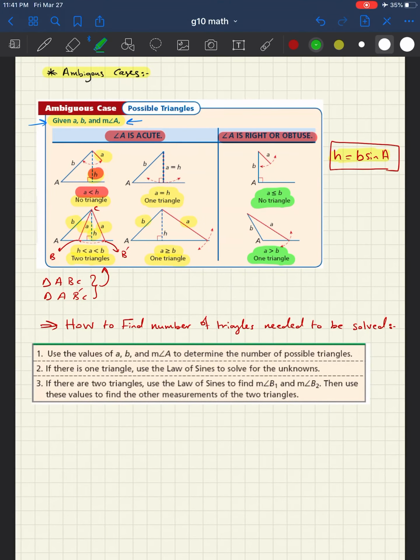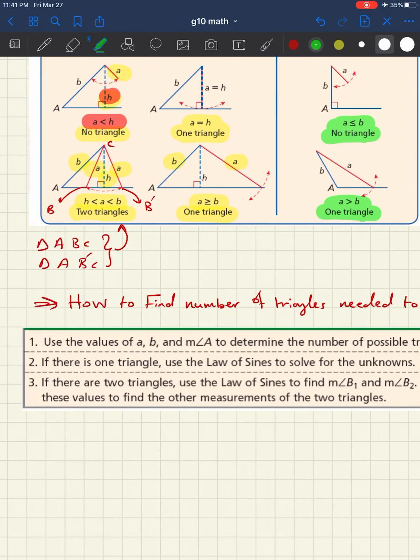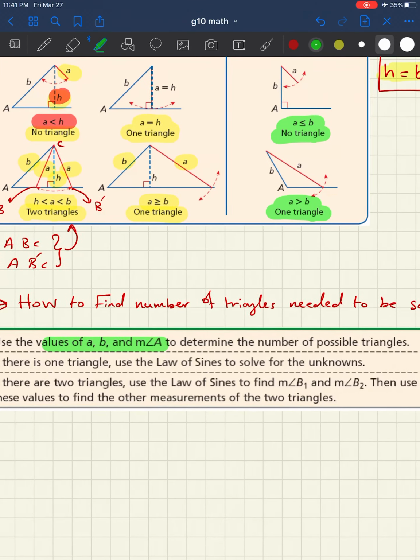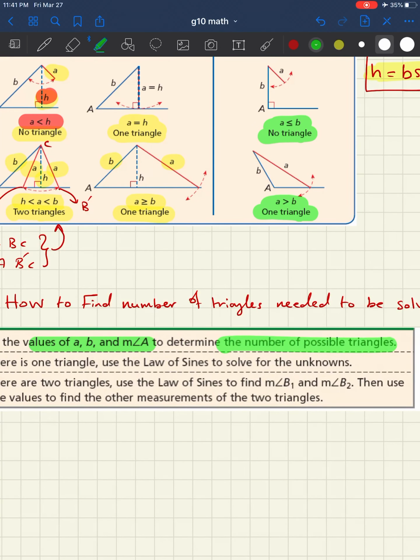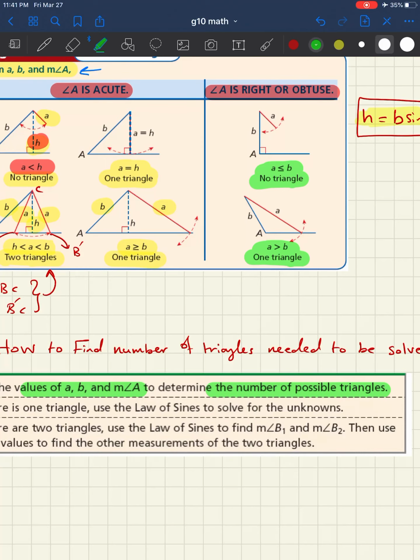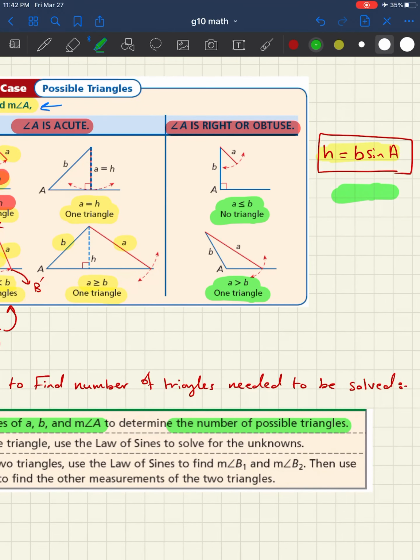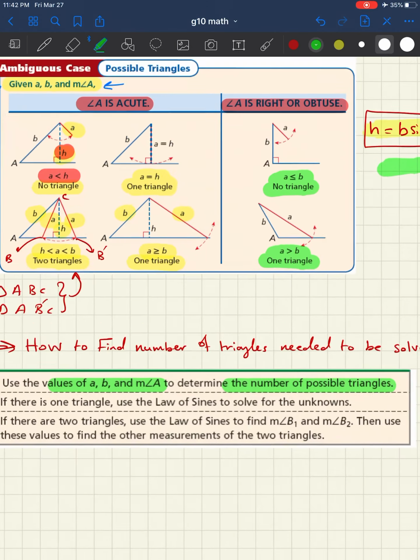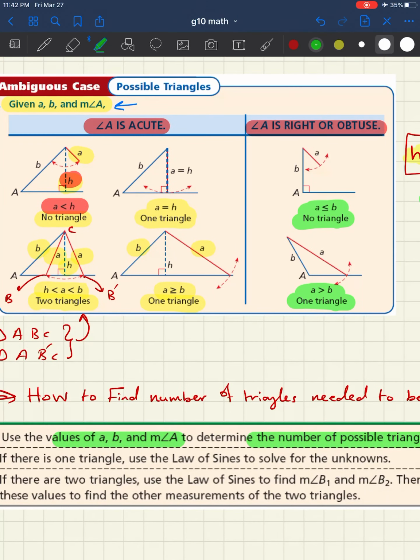How would I know what to do? Or how would I find the number of triangles? First, use the values of A, B and the measurement of A to determine the number of possible triangles. You look at the value of A and B or the measurement of A, and you calculate the height as you're used to: height equals B sin A, which is the formula here. Then, using this table, you can know how many triangles you have.